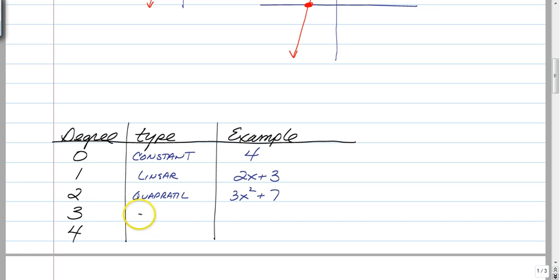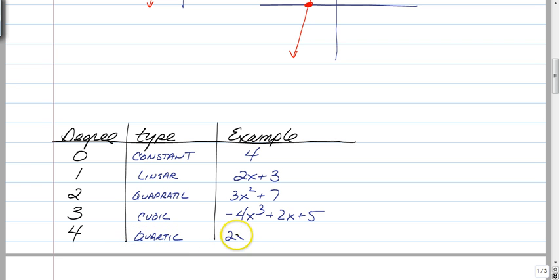A degree of 3 is known as a cubic, and that would be -4x cubed plus 2x plus 5. These are just random examples, of course, and it's all based on the highest exponent of your variables. And then finally, a degree of 4 is called a quartic.